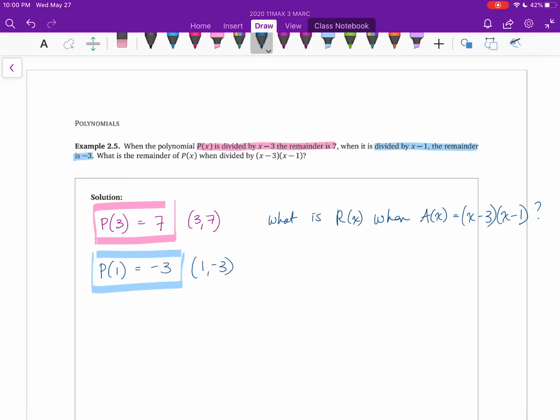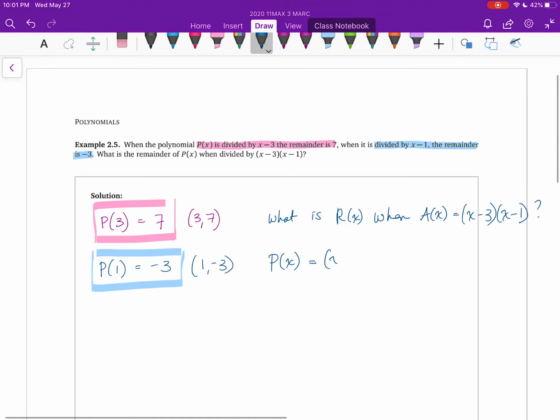So if you've already watched the video for example 2.4, the previous example, I'm going to rewrite this as p of x equals, similarly to the last example, x minus 3 times x minus 1, that's your a of x, times q of x, plus r of x. And we're being asked to find the remainder again.